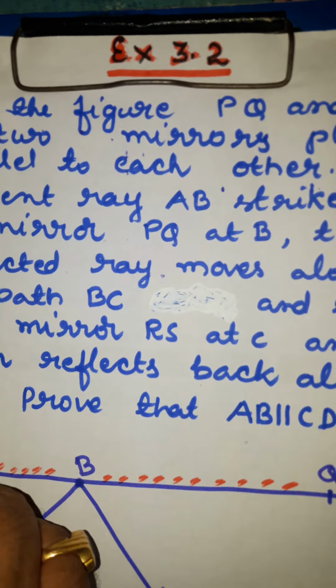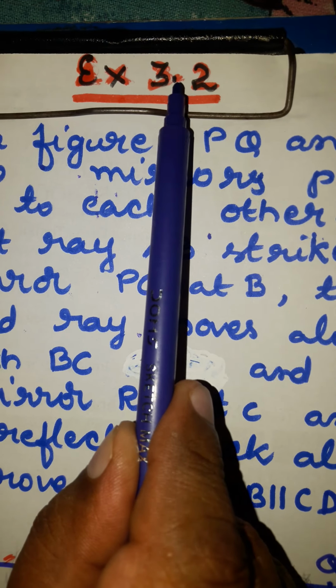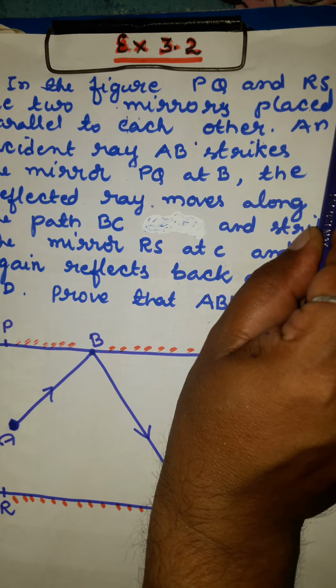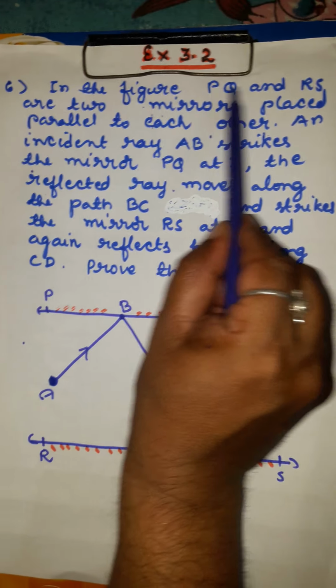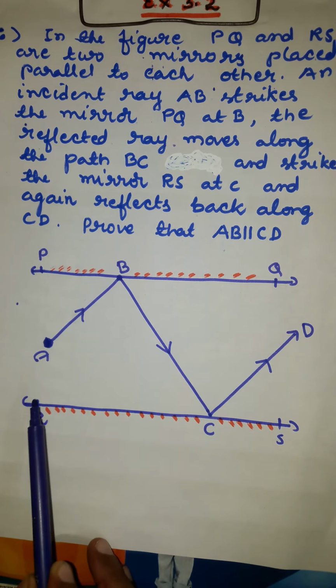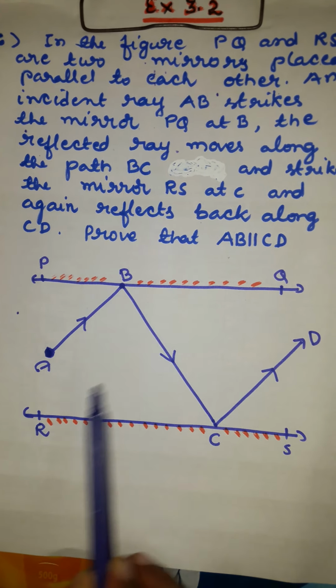Well, dear student, we shall solve the sixth problem of exercise 3.2 of the chapter Lines and Angles of class 9 mathematics. So I am going to read out the problem. In the figure, PQ and RS are two mirrors placed parallel to each other.